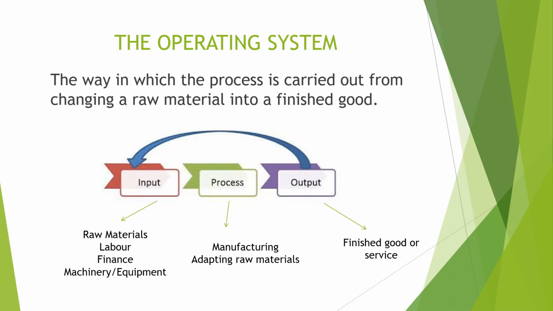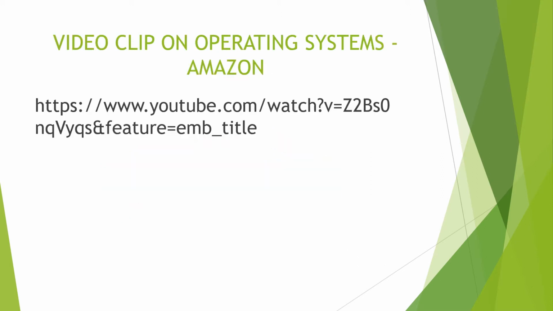So an operating system then is your input, process, output, and it's the way in which the process is carried out from changing a raw material into a finished good. And in operations, when it comes to the manufacturing process, that's what we're really doing. We're changing raw materials through a process and bringing out a final finished good or service. So the inputs would be things like your raw materials, your labour force, any equipment you need, machinery, etc., finance to buy these things. The manufacturing is going to change the raw materials or adapt them into some kind of output, which is your finished good or service.